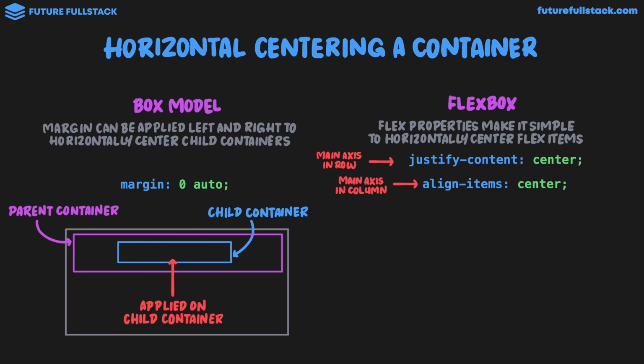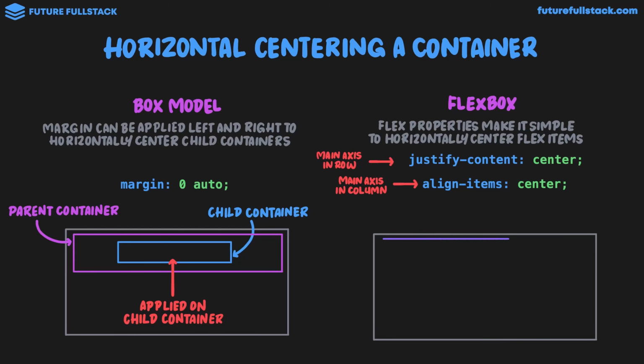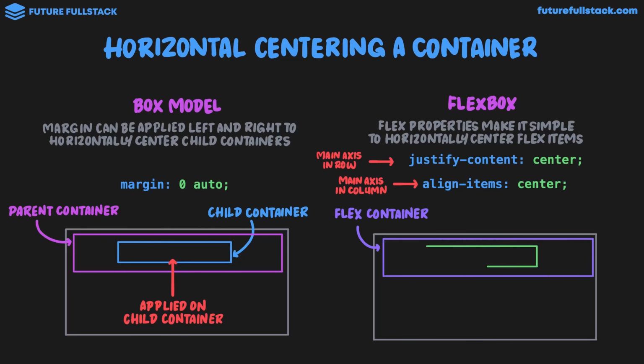Looking at this in diagram form, we have our browser, our flex container, our flex item. For this demonstration, I am going to put our main axis into column so that our main axis is running from top to bottom and our cross axis is running from left to right. So to horizontally center our flex item, we would apply Align Items Center as our main axis is in column, and Align Items is for centering along our cross axis, which is going horizontal.